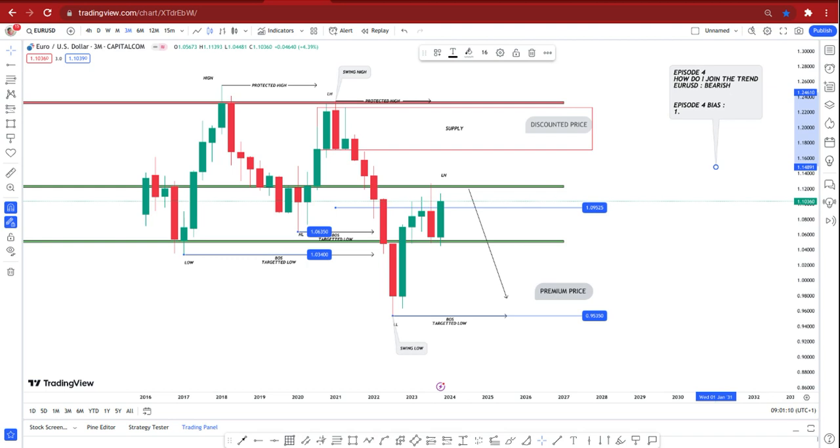How do I join the trend is actually very simple. It just talks about which phase I am entering from. Remember, the market has two phases. The market has the impulse phase and the correction phase.